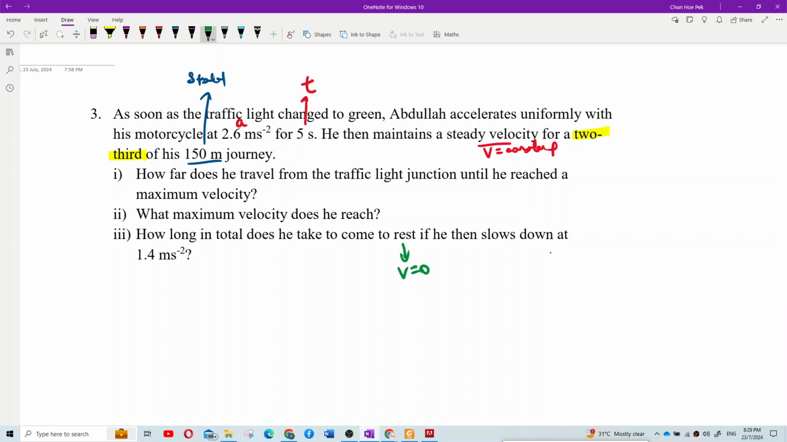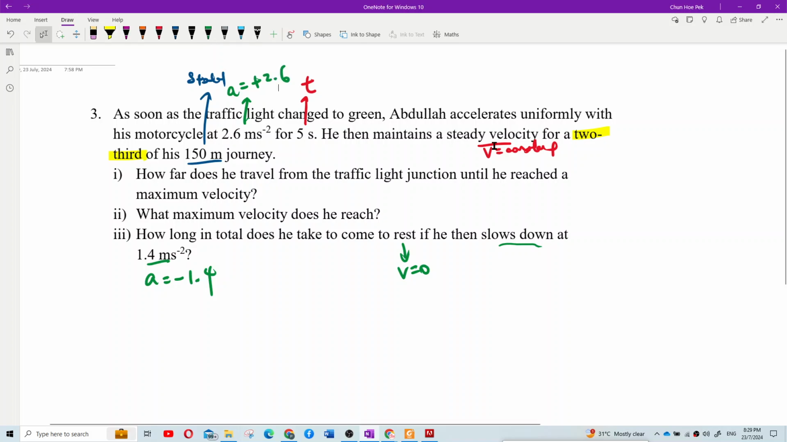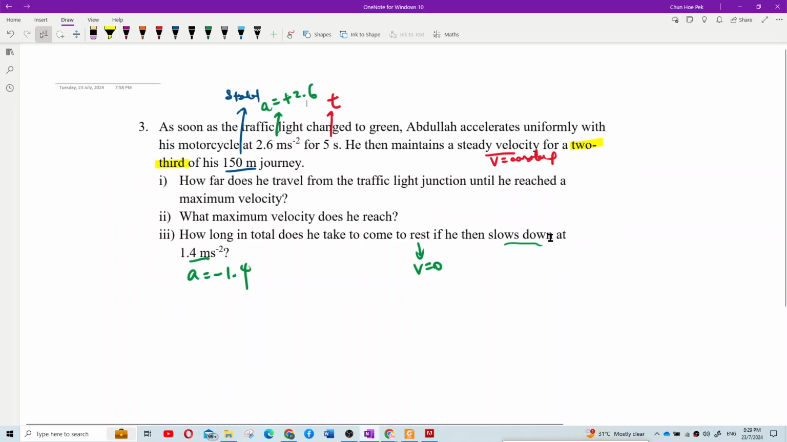Okay. Slow down at, as this is deceleration already. This is deceleration, read negative 1.4. Okay, at first he has acceleration of positive 2.6. And then constant velocity, and then finally slows down. Okay, so can you imagine?